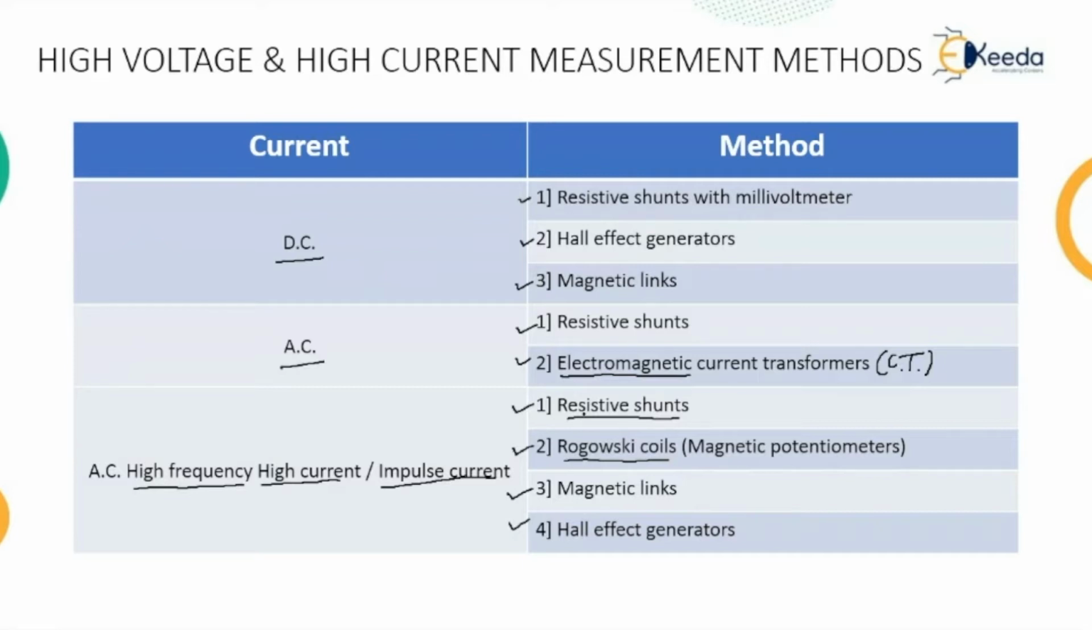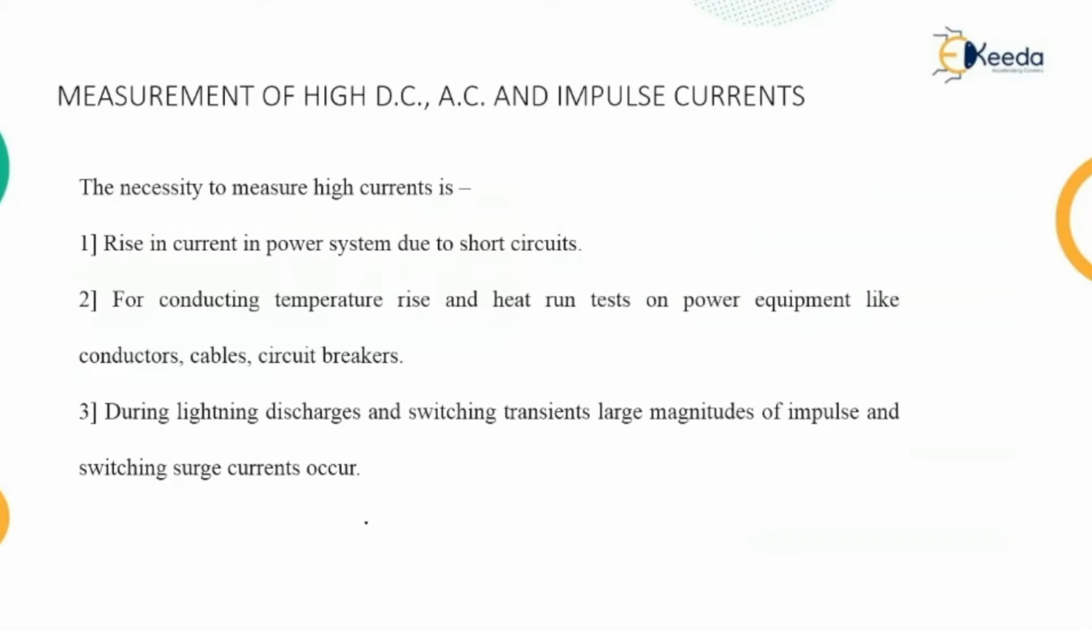That covers the discussion on all the methods of the measurement of DC, AC, and impulse currents. So repetitively, those methods are not discussed. A single lecture covers all three measurements. So let us start with the first method, the measurement of high DC, AC, and impulse current. We'll be starting with the first, high DC measurement.